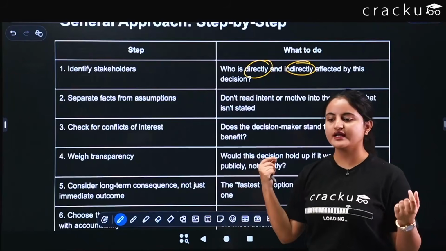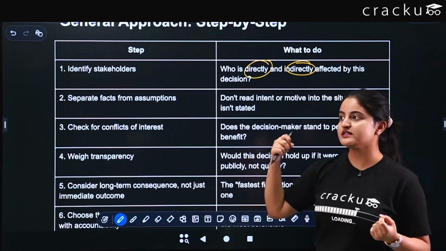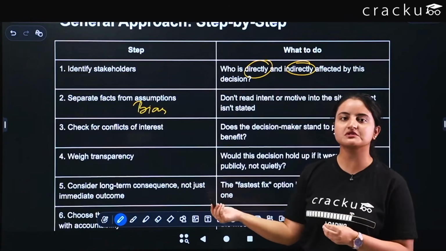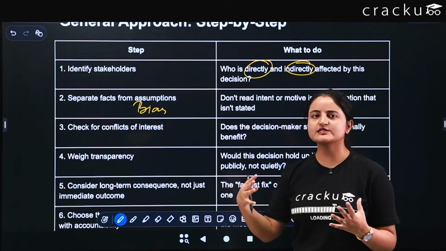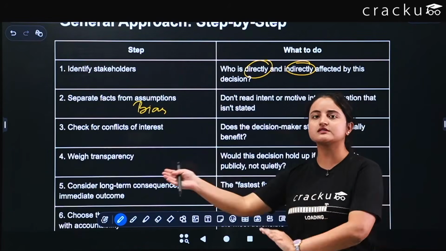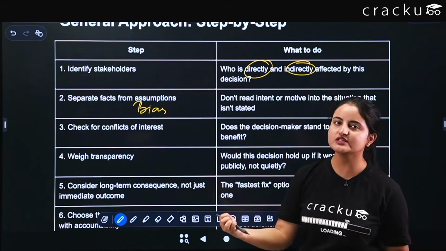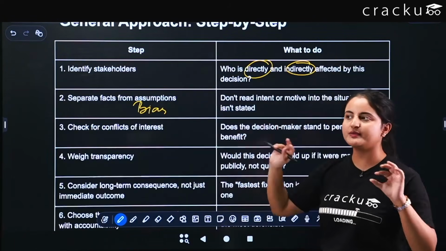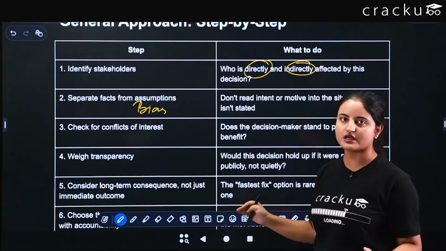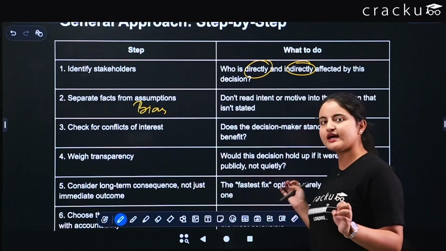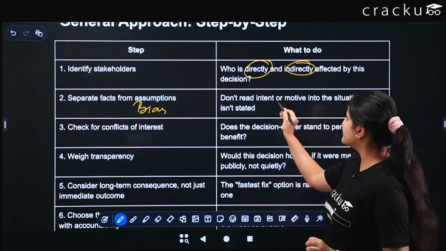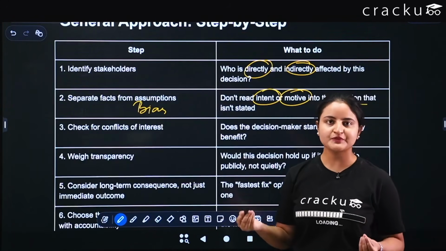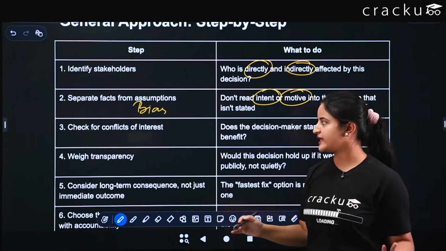Separate the facts from assumptions. This is very important. There are certain things that you will assume. There might be certain biases that you have, okay? That there could be a situation which is given to you and that topic is close to you as a person. You have opinions about that topic, okay? But please do not bring your bias in. Okay, so separate the facts. Facts would be everything that is given to you for sure in the case. Assumptions or biases would be something that you bring from your own end. Okay, don't read the intent or motive into the situation that isn't stated. So something that is not stated, don't make any assumptions.